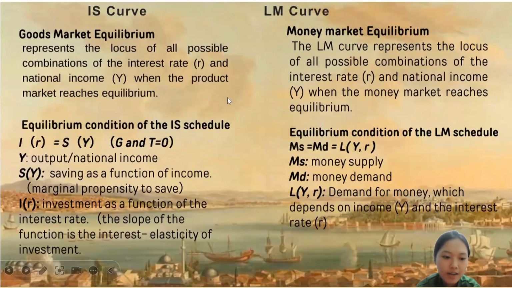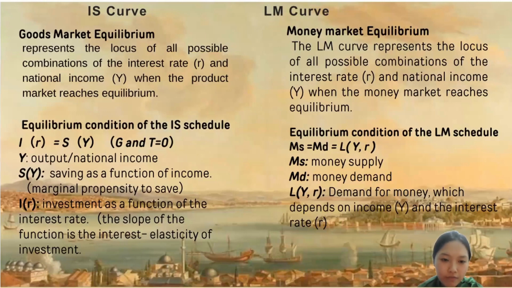Okay, let's go on and summarize the IS-LM model. First, goods market equilibrium. The IS curve represents the locus of all possible combinations of the interest rate and the national income when the product market reaches equilibrium.